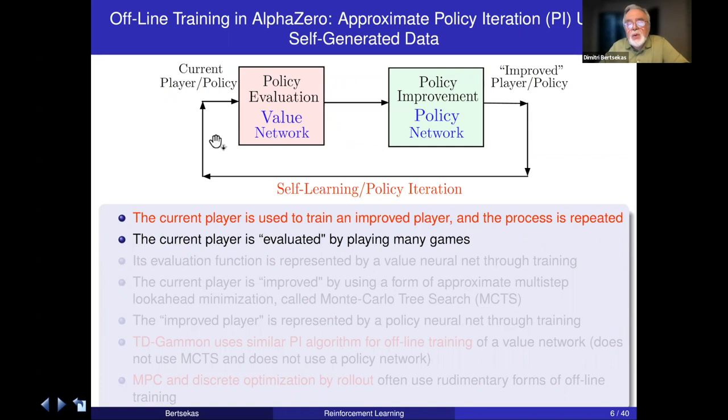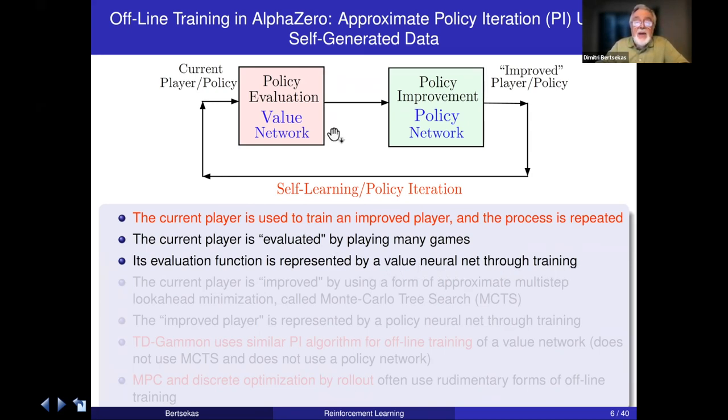Now, this is done through a two-stage process. The current player is evaluated by playing many games. It plays many games, we look at the results, and we evaluate the player in terms of how often it wins, draws, or loses. And this evaluation function is represented by a value network through training.